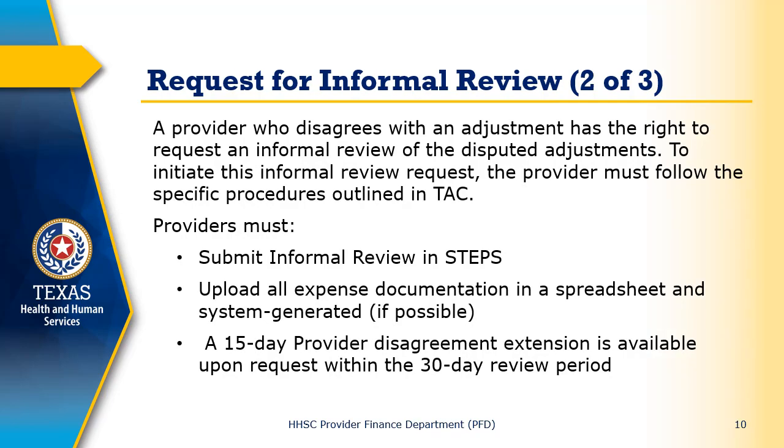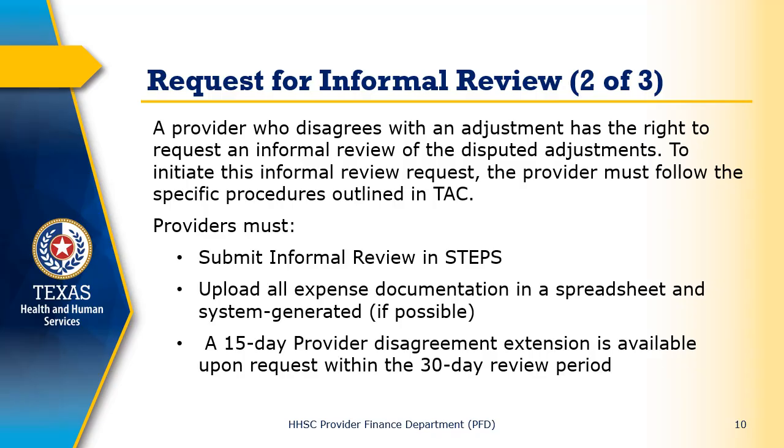If you disagree with the adjustment notification, you have the option to file for an informal review in Section 17 with a 30-day window to submit your request. To initiate the informal review, you will need to upload the necessary documents and steps, including a concise statement that outlines the specific actions or determinations you are disputing. Additionally, a 15-day provider disagreement extension is available upon request within the 30-day review period.